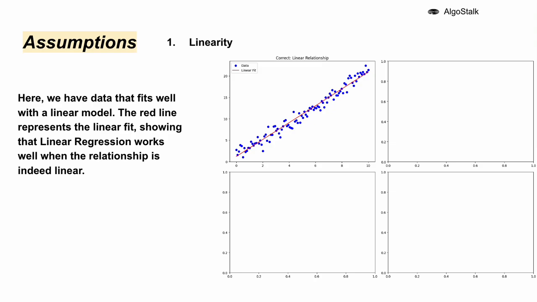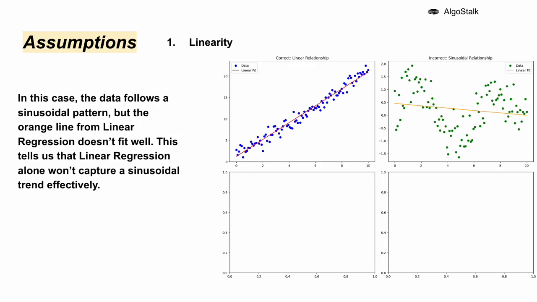Here we have data that fits well with a linear model. The red line represents the linear fit, showing that linear regression works well when the relationship is indeed linear. In this case, the data follows a sinusoidal pattern, but the orange line from linear regression doesn't fit well. This tells us that linear regression alone won't capture a sinusoidal trend effectively.